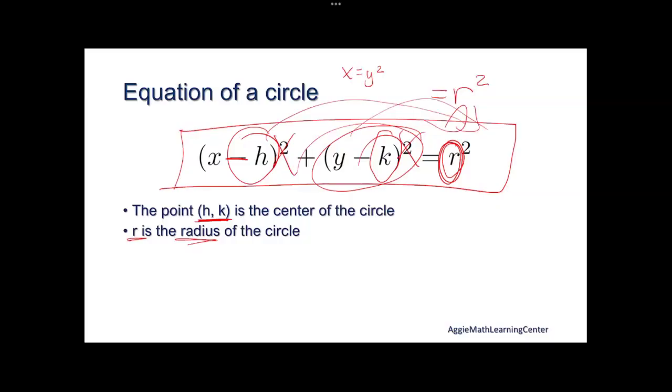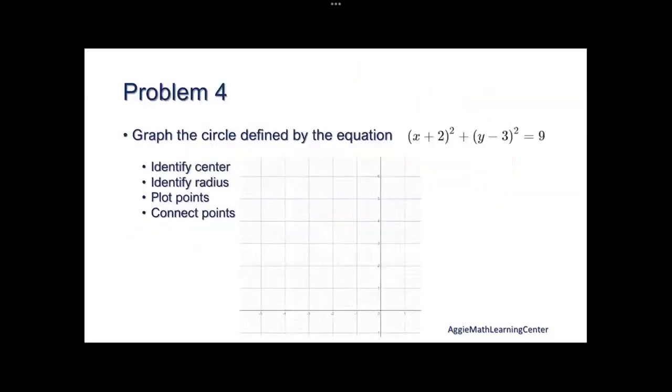Okay, so graph the circle defined by the equation (x + 2)² + (y − 3)² = 9.